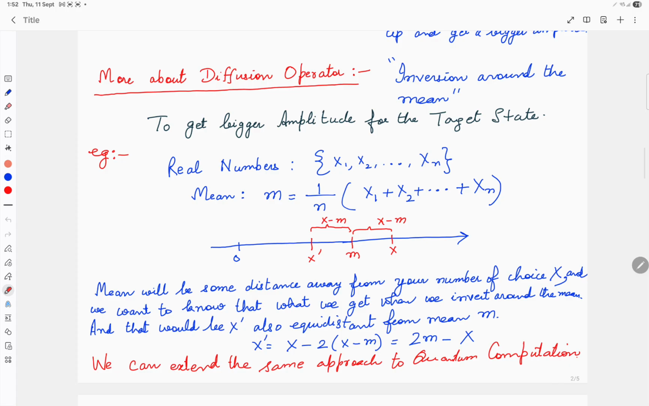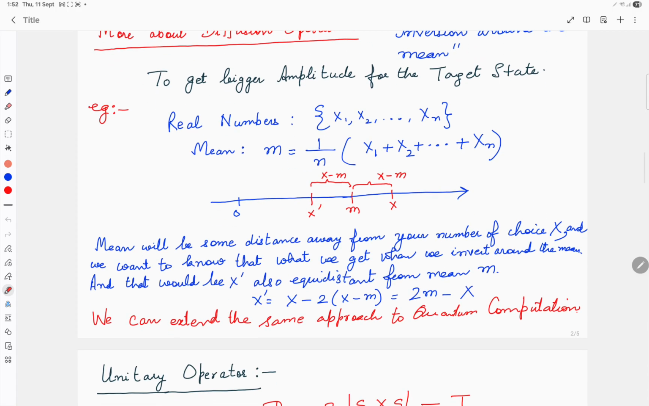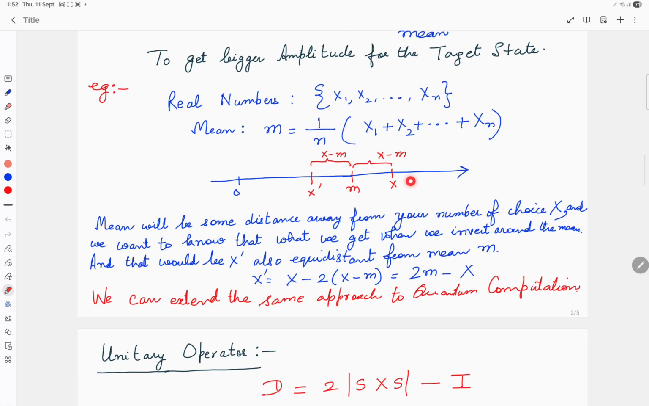So let us try to understand the meaning of inversion around the mean with the help of an example. Let us consider a set of real numbers. The mean is given by m, the summation of all the numbers divided by the total number of numbers. So on the real number axis, m is the mean and the mean will be some distance away from a number of choice, let's say x. And we want to know what we get when we invert around the mean.